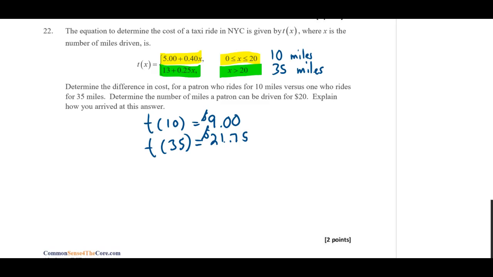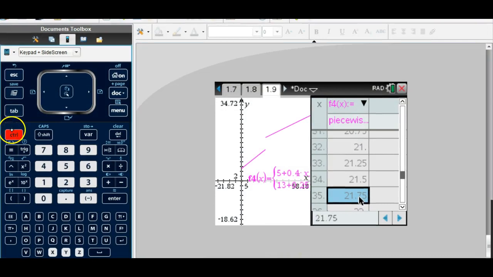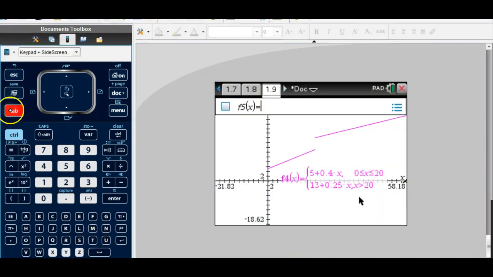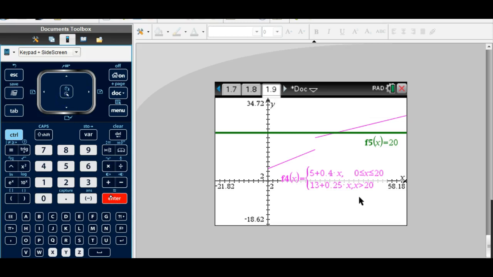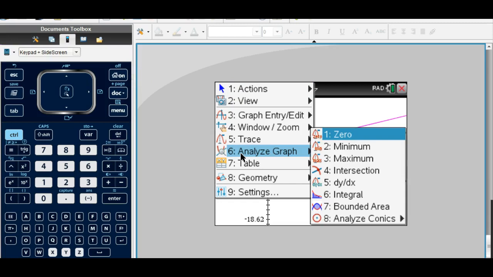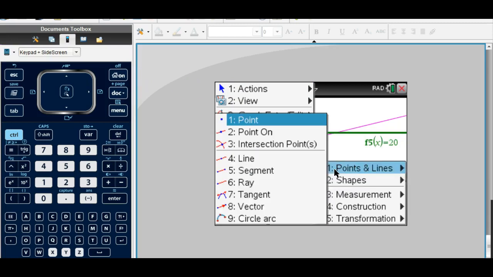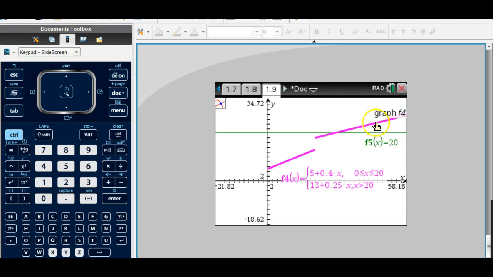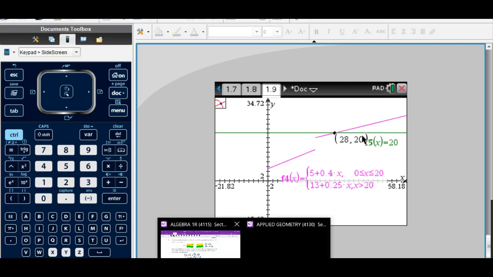explain how you arrived at this answer. So what I would do is go into my graph, get out of my table, and graph the equation y equals 20, because this is what I want to do. When is the cost, the y value, going to be $20? And then simply go through and find geometry, points and lines, intersection, choose my two graphs, and it tells me for $20, it's going to be 28 miles.